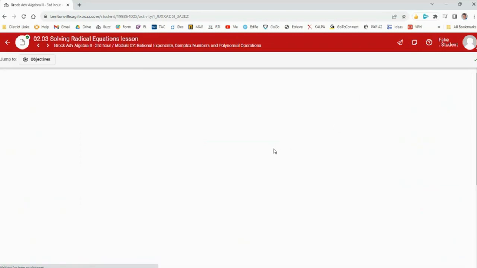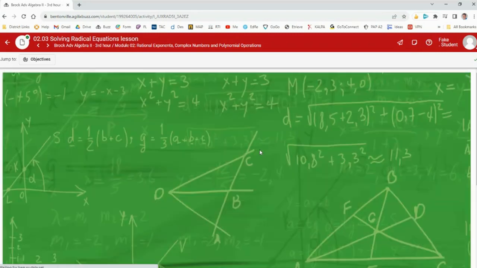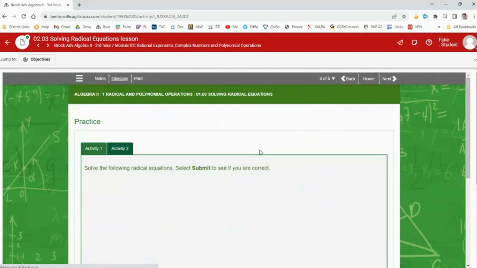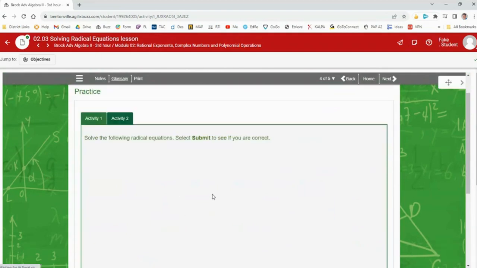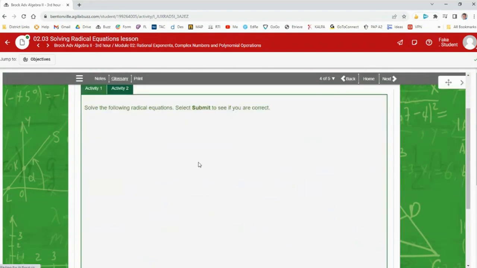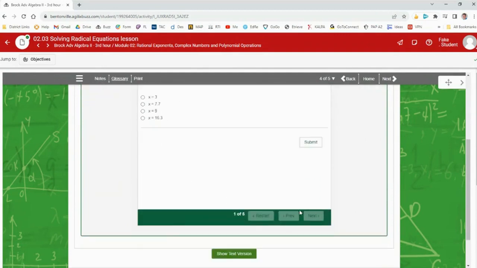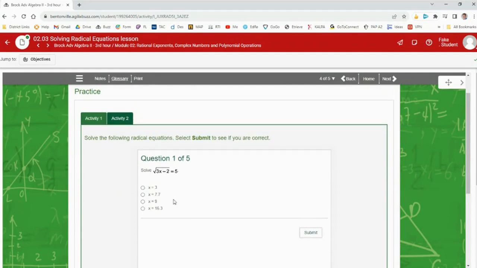The next page has something. Oh, here it is. Okay, solve these radical equations and submit to see if you are correct. And there's 2 activities right here. Question 1 of 5. So they have 5 of them here that you will solve. Choose your answer and submit.